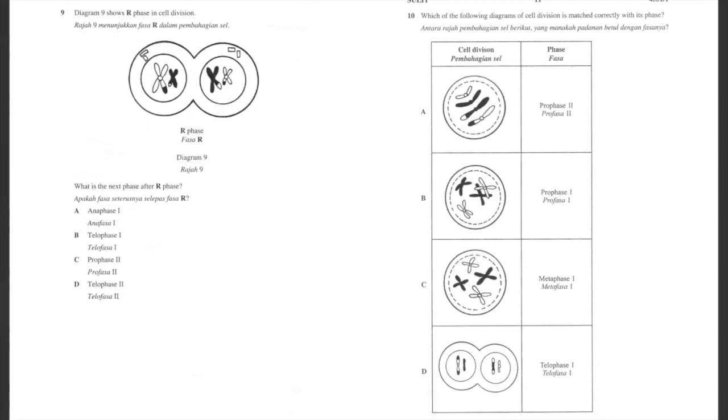Number 9. You look here. Diagram 9 shows R phase in cell division. What is the next phase after R phase? So the answer is C, prophase 2. How can you know about this? Remember, because it says next. Next means what is the process after R? So after R is prophase 2.